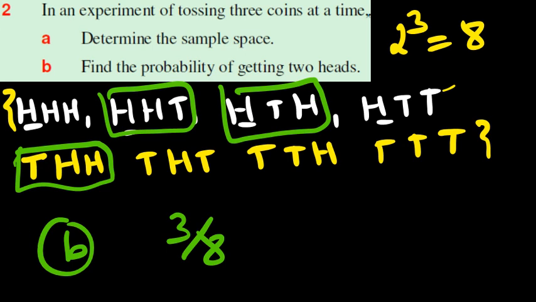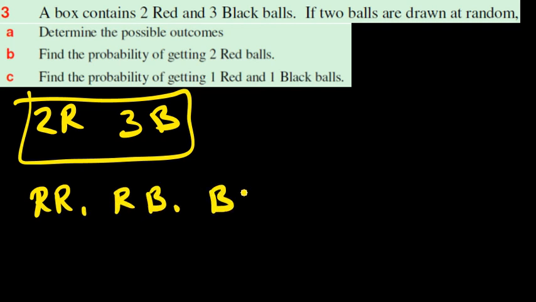Okay, let's go to the next question. A box contains 2 red and 3 black. If 2 balls are drawn at random, determine the possible outcomes. 2 balls will be taken out. That means both can be red, or red and black, or black and red, or black and black. These are the possibilities. Determine the possible outcomes. This is a possible outcome. The answer for A is this one.